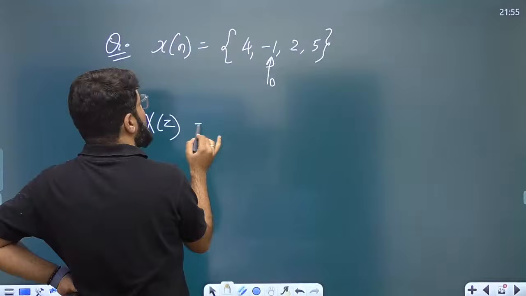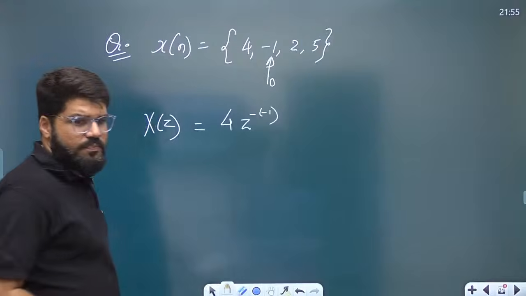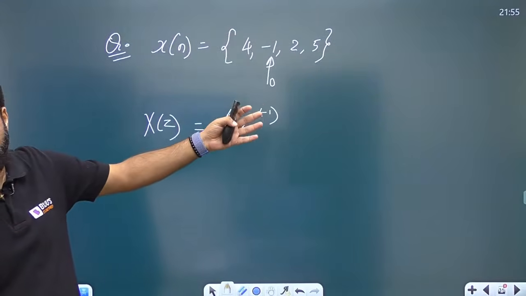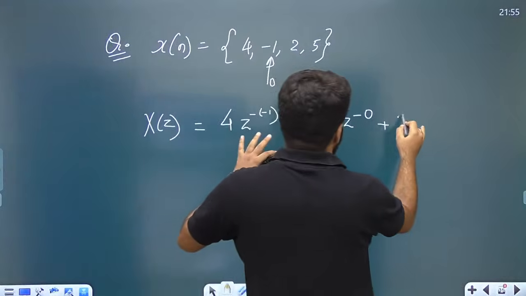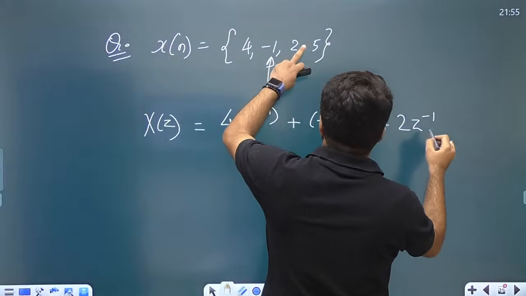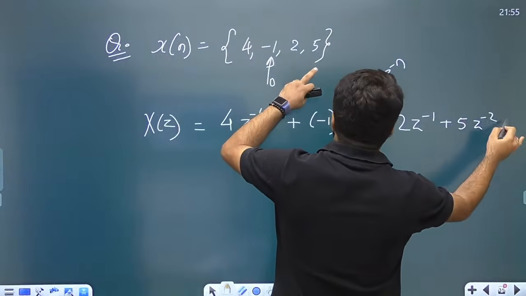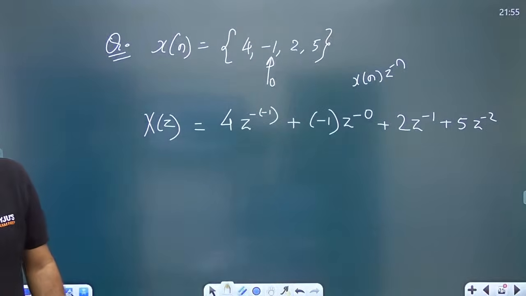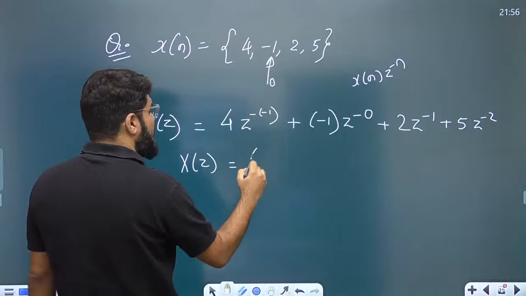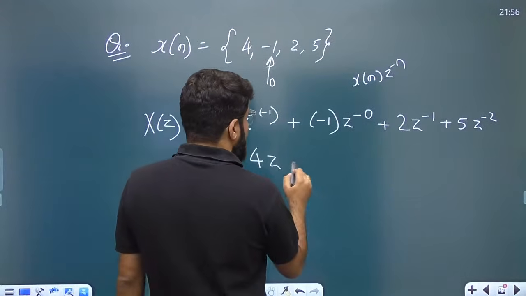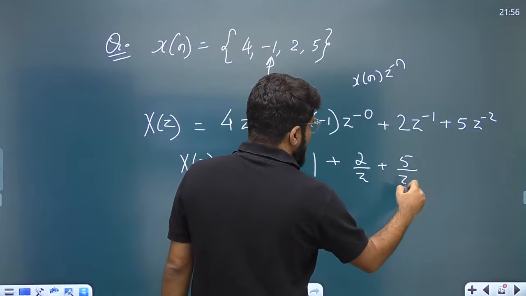The signal is starting at n equal to minus 1. 4 z raised to the power minus of minus 1. xn z power minus n, that is the formula. I am directly applying the formula. Plus signal value minus 1 z power minus 0. 2 z power minus 1, xn z power minus n pattern I have to multiply. 5 z power minus 2. We are increasing the value of n one by one, right? So what is the eventual answer? X of z is equal to z power minus of minus 1 is plus z, 4z, then minus 1 plus 2z inverse, that is 2 by z, plus 5 by z square.